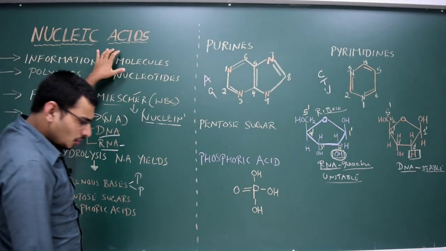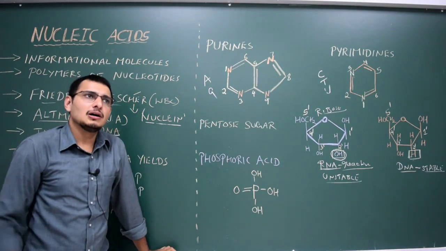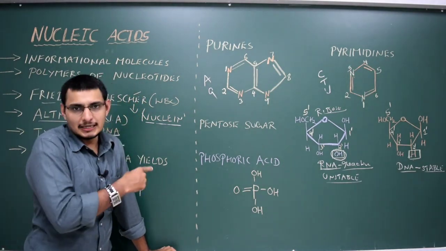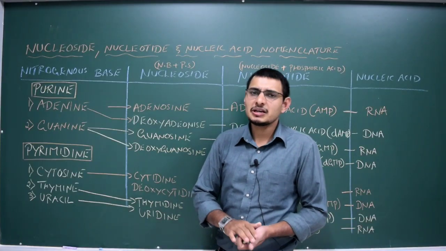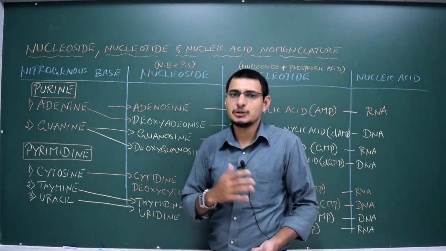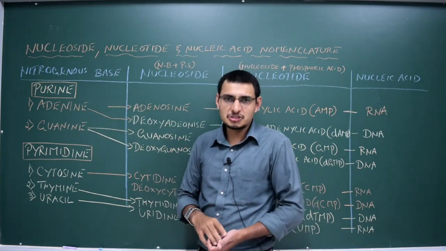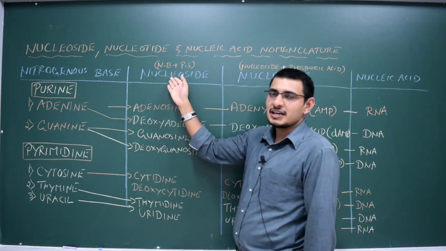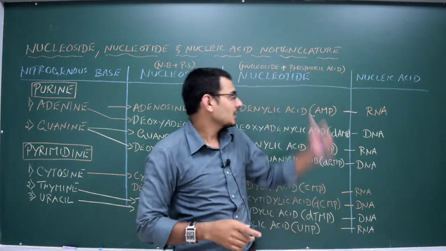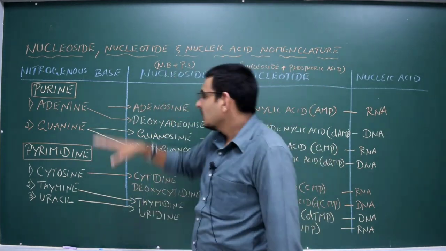Okay, so let us talk about the classification of nucleotides and nucleosides. I'll erase it, and we'll talk about it. Let us learn about the nomenclature of nucleoside, nucleotide and nucleic acid. You know about the nitrogenous base first. I have written here a nitrogenous base. This is nucleoside, nucleotide, correct, and finally nucleic acid.